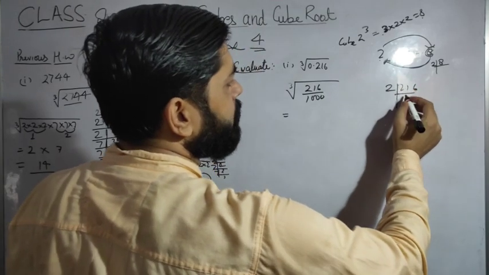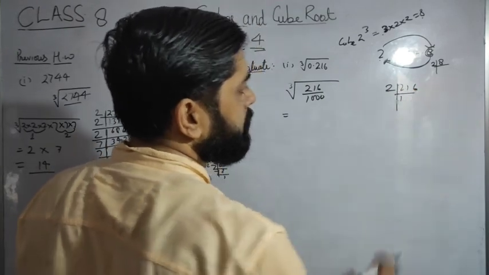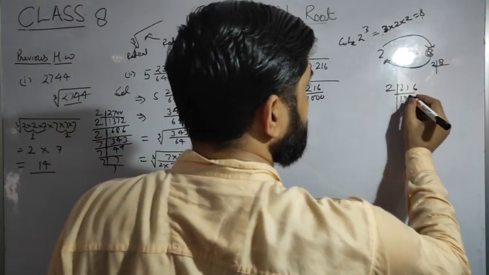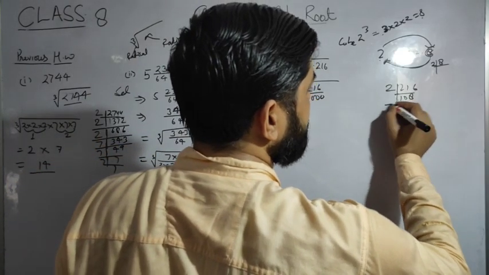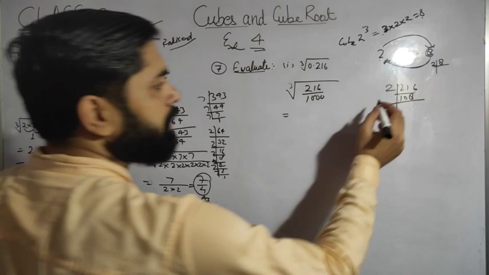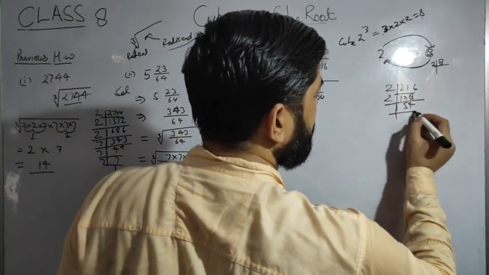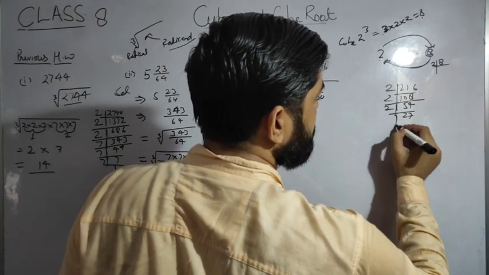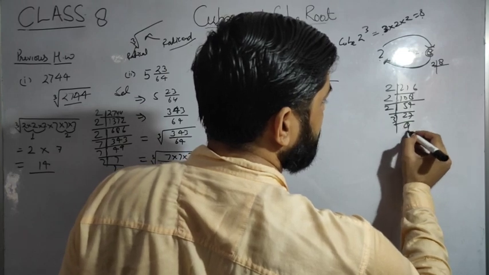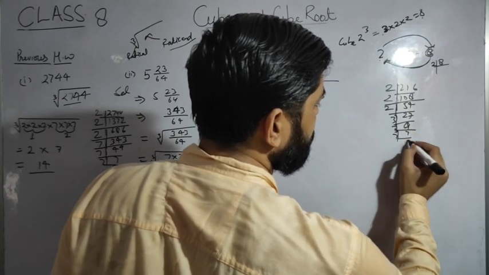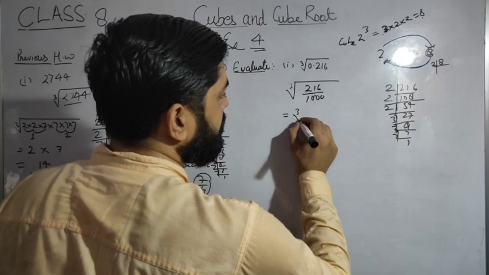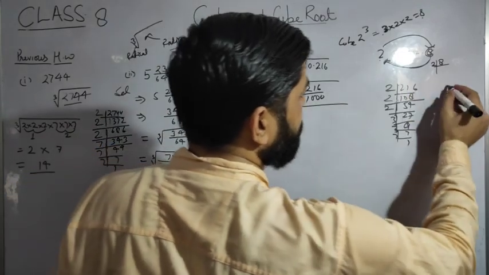216 prime factor: 2 1s are 2, 2 8s are 16, 2 27s are 54, then 3 3s are 9, 3 9s are 27, then 3 3s are 9, 3 1s are 3. So under the root, this is the 1000.